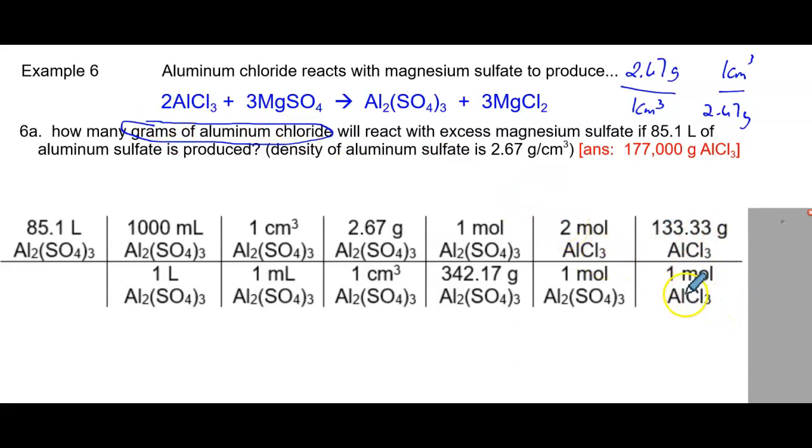Currently, we would be in moles, but we know for every 1 mole of aluminum chloride, the periodic table number is 133.33 grams of aluminum chloride. When we multiply the top numbers across the top, hit equals, divide by 342.17, we get this number, 177,000, with only 3 sig figs, or in other words, round it to 3 sig figs. So we start with volume. We convert it using volume conversions. We use the density to get us from volume into mass, and then it's an ordinary stoichiometry problem.